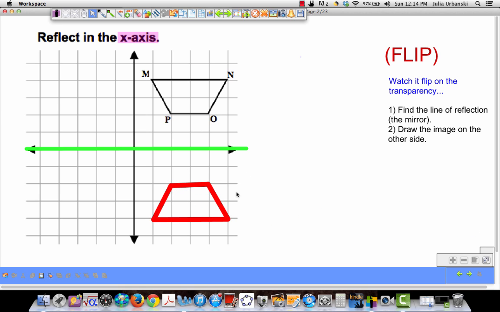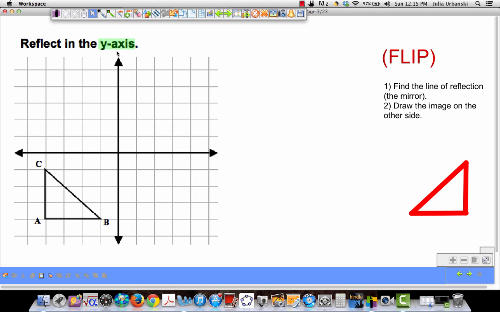So this is flipped through the x-axis. Please notice that this point is 2 points up from the line of symmetry or the mirror here. And on the other side, it's exactly 2 points down. And the O is 2 points up. So the image has to be 2 points down, exact opposite. The N is 4 points up. So over here, we had to go 1, 2, 3, 4 points down to make it match.